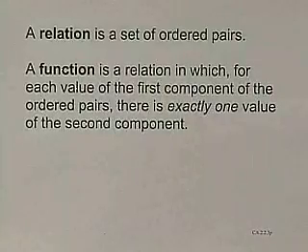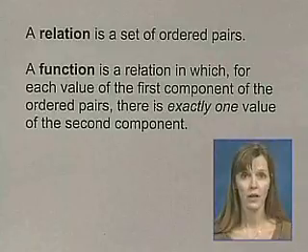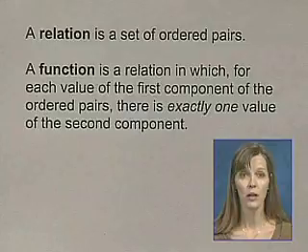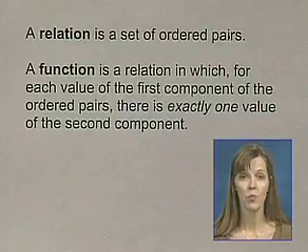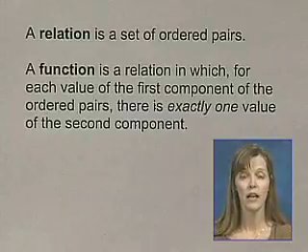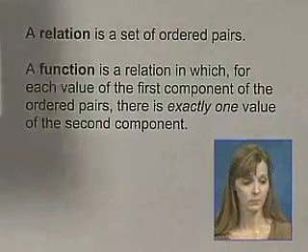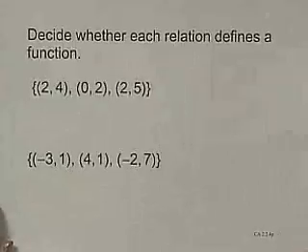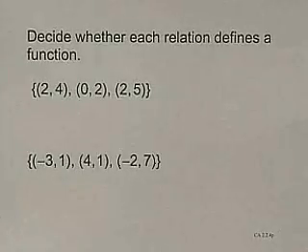A relation is a set of ordered pairs. A function is a relation in which, for each value of the first component of the ordered pairs, there is exactly one value of the second component. Now let's use this definition for the following example. We'd like to decide whether each relation defines a function.